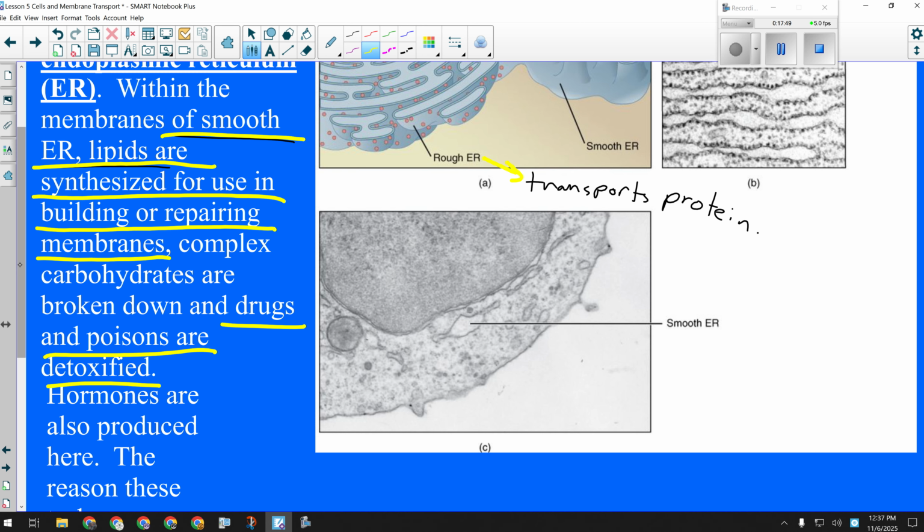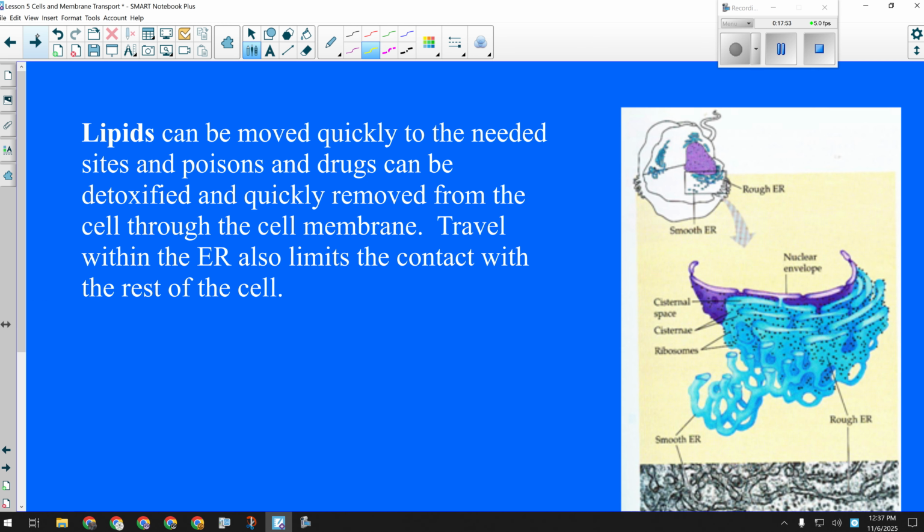All right. Questions on the ER, smooth and rough? Okay, so lipids, we just talked about those. Because the smooth ER runs everywhere, it has access to all parts of the cell, so it can rapidly repair any damaged membranes.